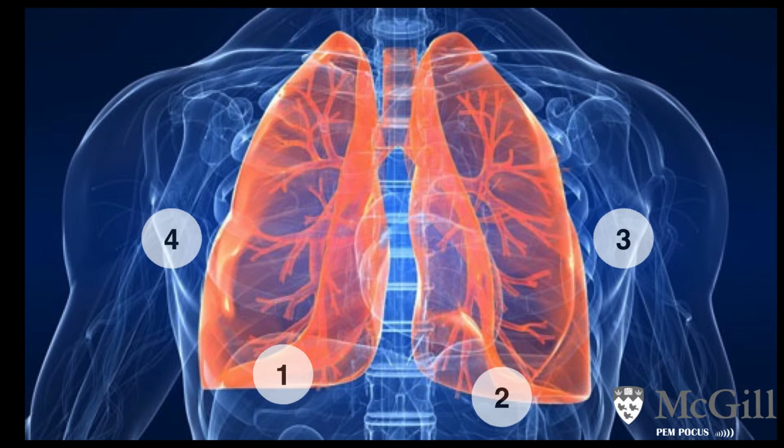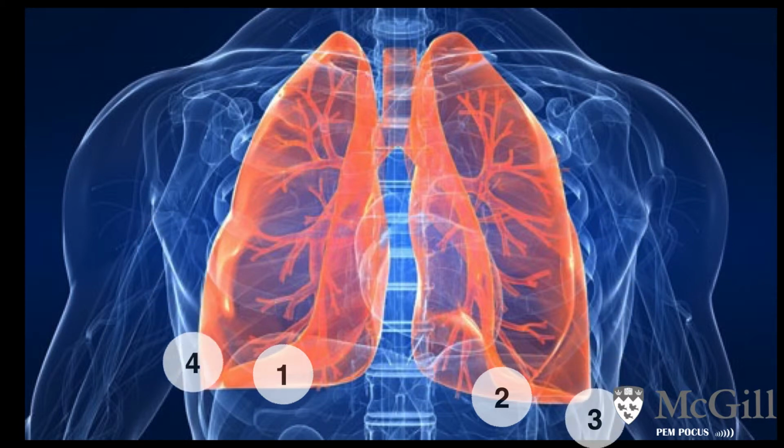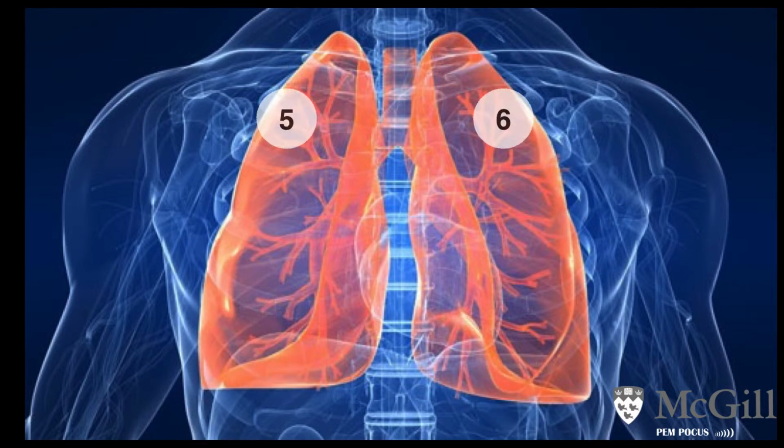Views 3 and 4 are obtained in the mid-axillary line, starting high up in the axilla, all the way down to the diaphragm. For scanning of the posterior lung fields, the probe is placed in the longitudinal plane between the scapula and the vertebra. The probe is slid down from the top of the back all the way down to the diaphragm.